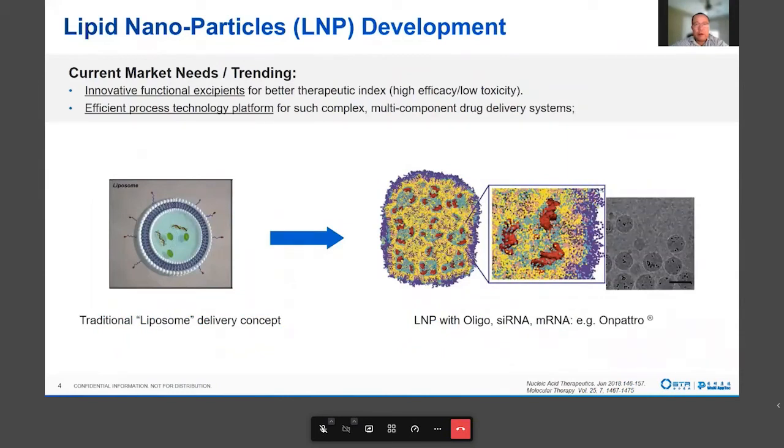So for lipid nanoparticle or LNP, there has been huge success in mRNA vaccine development in the last couple of years. More and more companies are investing in this technology and seeking breakthrough medicines beyond the vaccines. As many of you already know, LNP is not new in the drug product development field. The liposome drug has been around for many decades. The traditional liposome delivery concept is shown on the left-hand side.